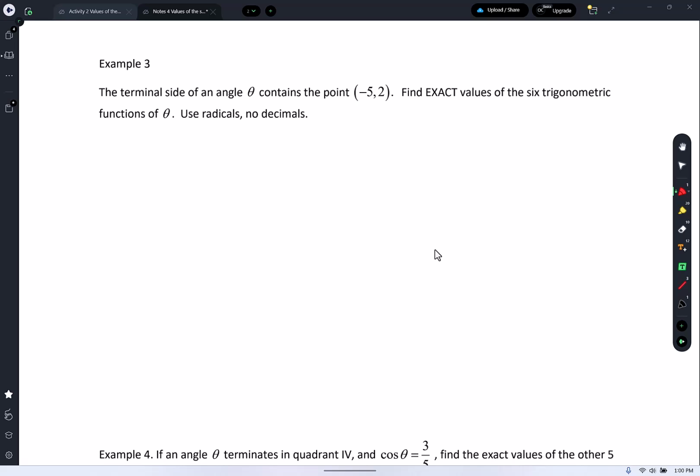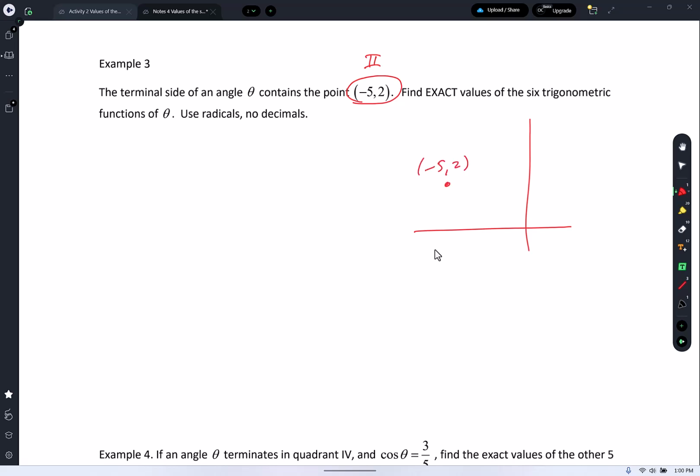It says the terminal side of an angle theta contains a point -5, 2. Find exact values of the 6 trigonometric functions of theta. Use radicals, no decimals. All right. So this is in quadrant 2. So I'm going to exaggerate quadrant 2. So here it is, me exaggerating quadrant 2. -5, 2, put a point.